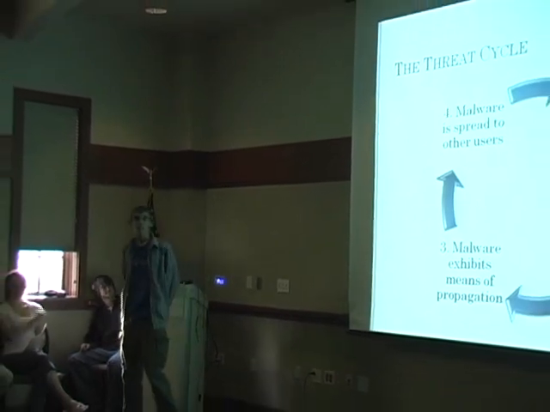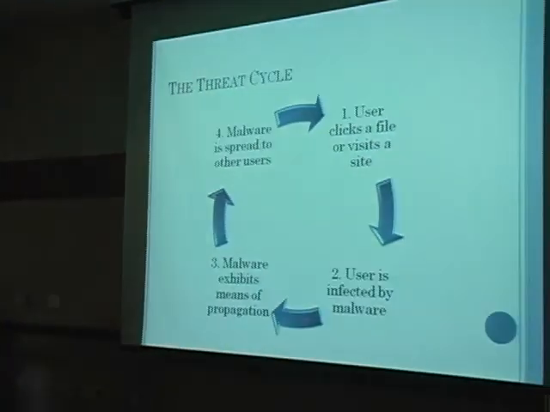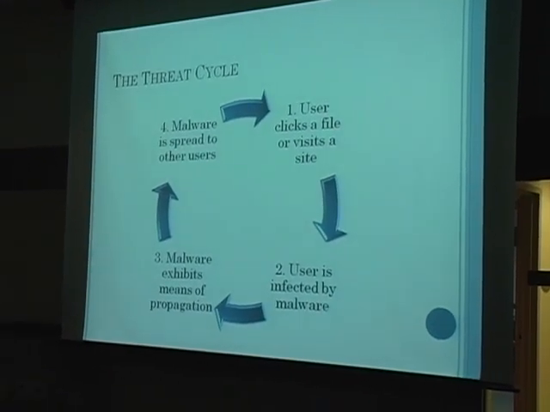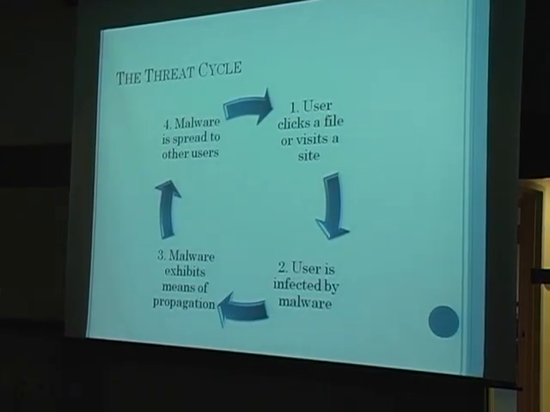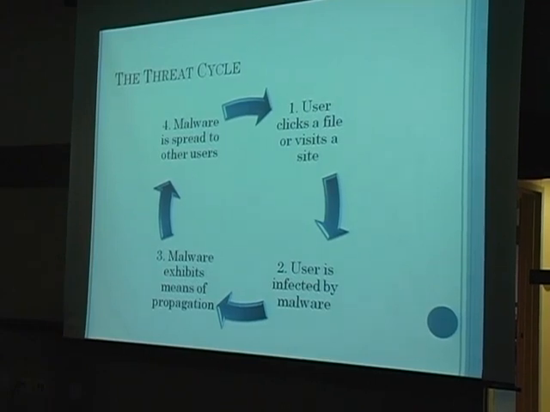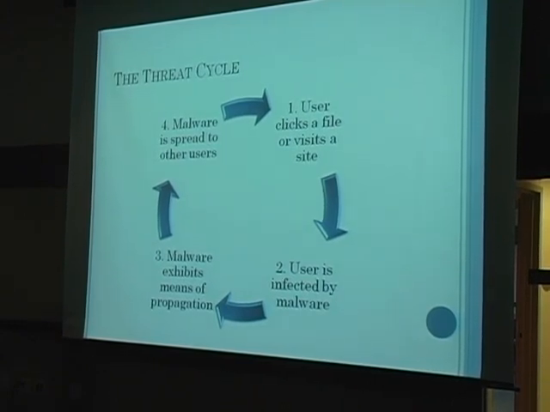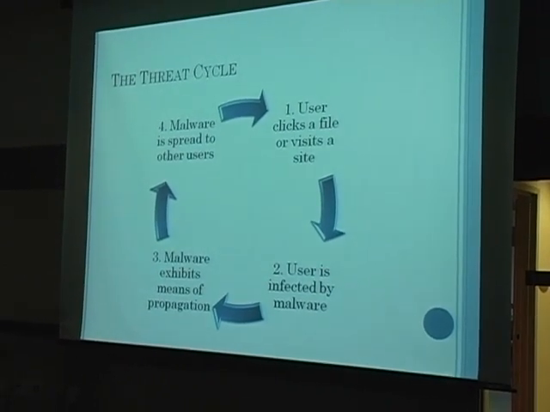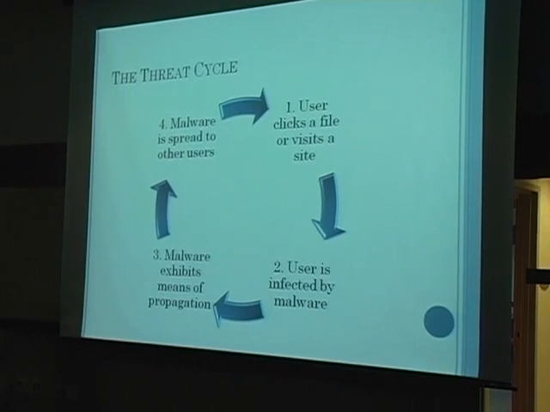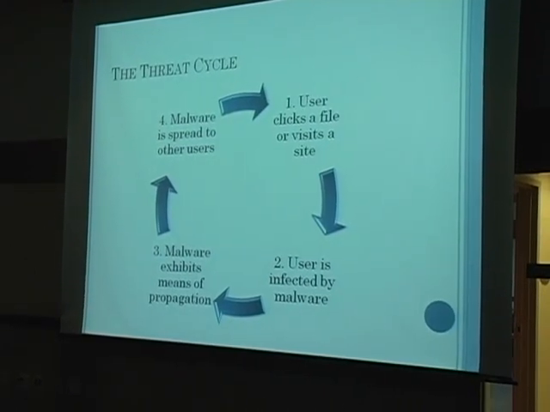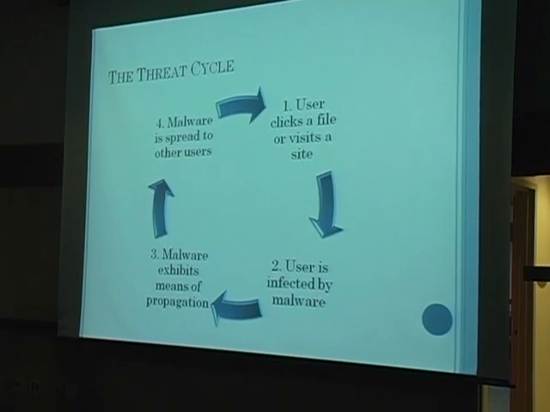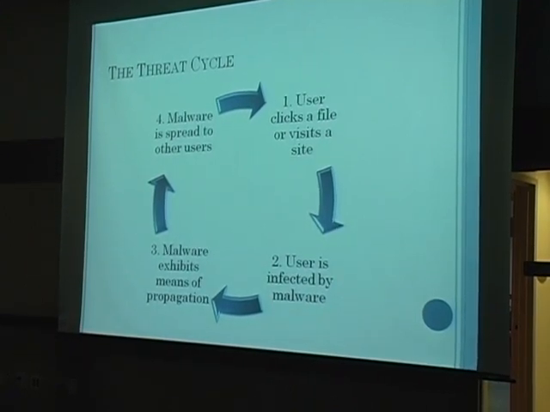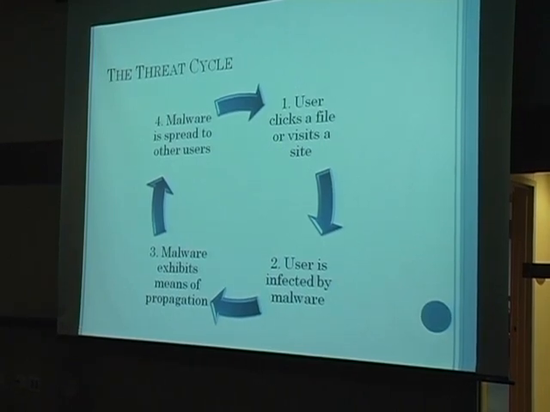Okay, basically at our last conference, we talked about computer-based security, and as Mike said, we're going to talk about internet-based security. This cycle here talks about what can happen whether you're talking about internet or computer-based security. Basically, a user clicks a file or visits a website from a friend or a coworker. At that point, the user is infected by malware, drive-by downloads, rootkits, dialers, things like that. The malware exhibits means of propagation that can be by email. If you have a MySpace, we're going to be talking about ways that it can infect your profile and spread to other users of MySpace. And then the whole threat cycle starts up again.